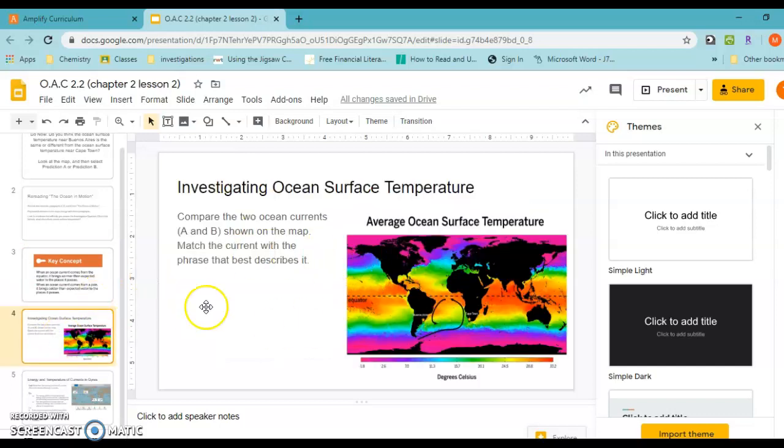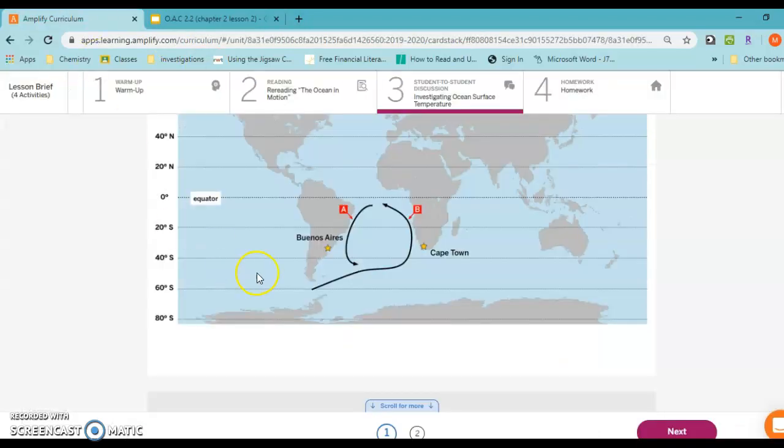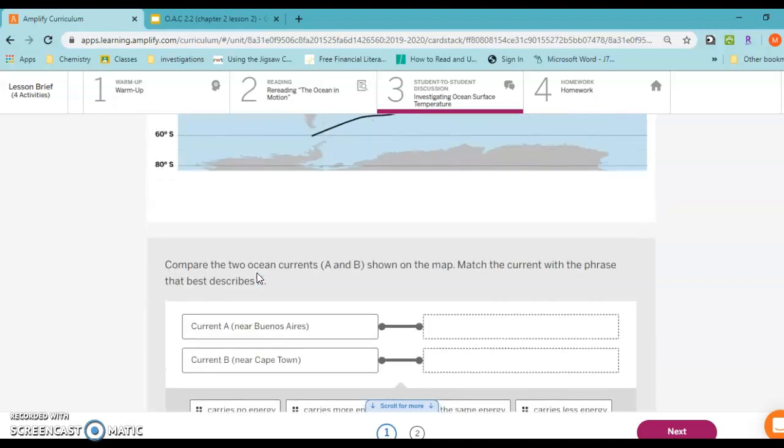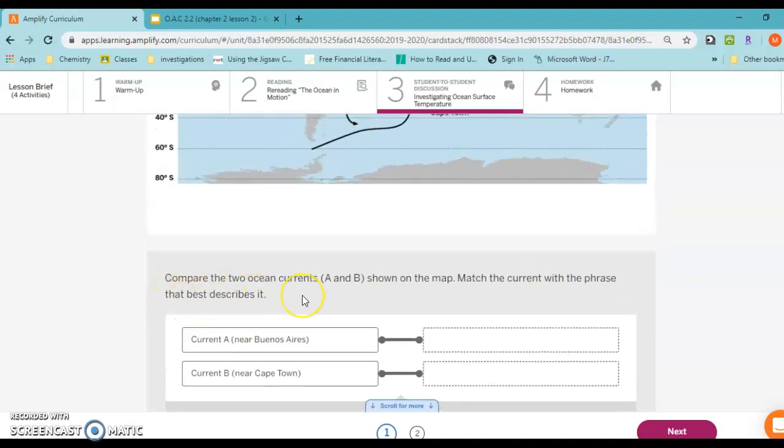So we are going to be comparing, right, these maps. So if we look, we have Buenos Aires here and we have Cape Town here. And my map is just a little bit different than yours because it shows temperatures, right? We know it's warmer towards the equator and colder as we go towards the poles. So let's think about what is happening here. We're going to compare the ocean currents in A and B and match the phrase that describes it.